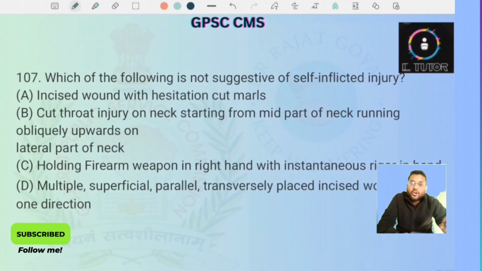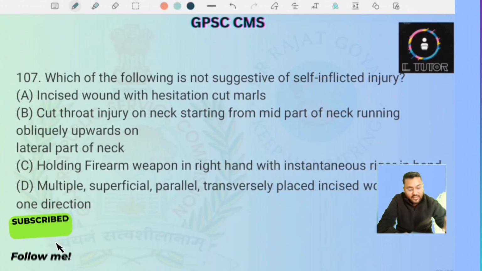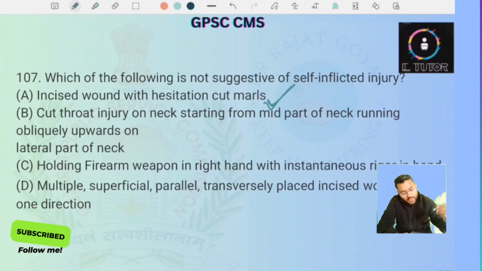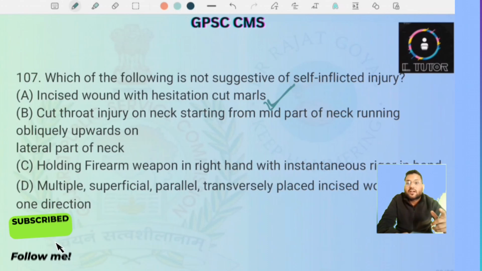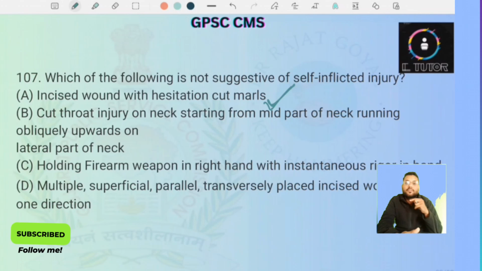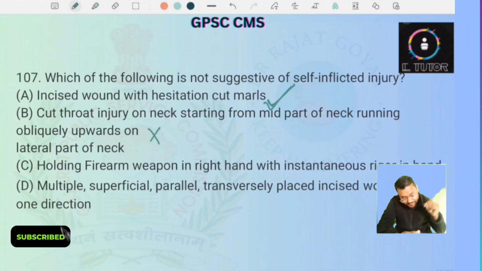Which of the following is not suggestive of self-inflicted injury? Incised wound with hesitation cut marks, yes, it is seen in self-inflicted injury. Cut throat injury on the neck starting from the mid part and going upward? No. Whenever there is a self-inflicted injury to the throat, the injury starts from the mid throat and goes downward, not upward. So this is a wrong statement.